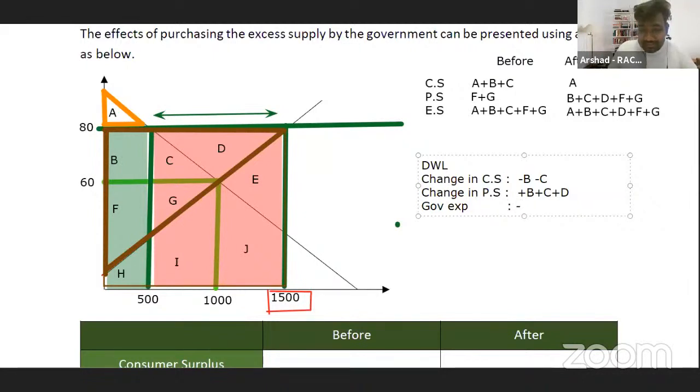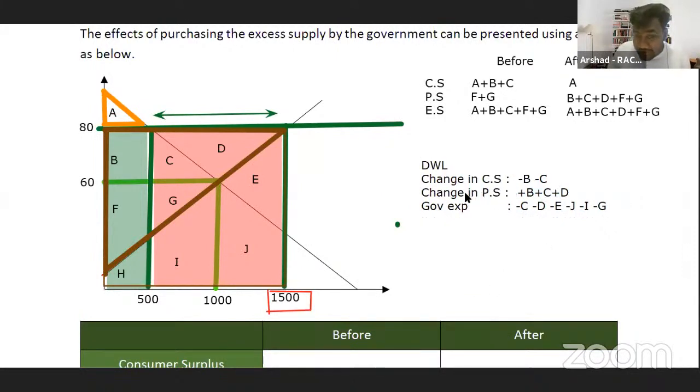Government is spending C. Spending means I'm putting a minus. They're losing: minus C, minus D, minus E, minus J, minus I, and minus G. So that is the government's expense. Now you net this off, and you will get your deadweight loss, guys.